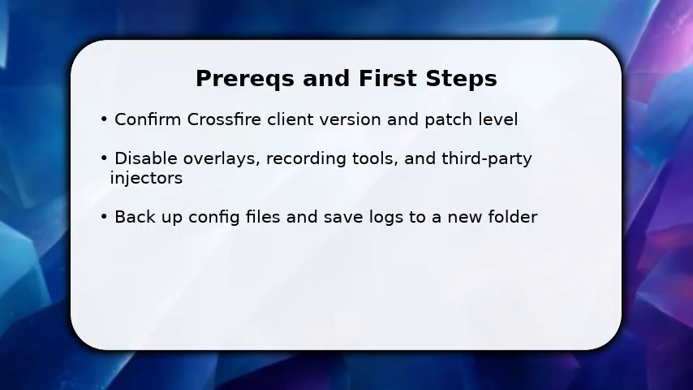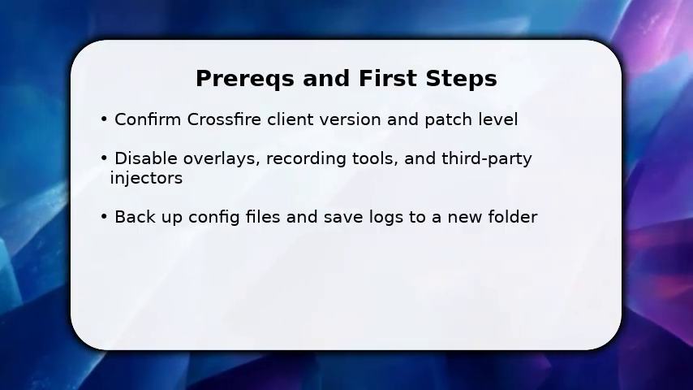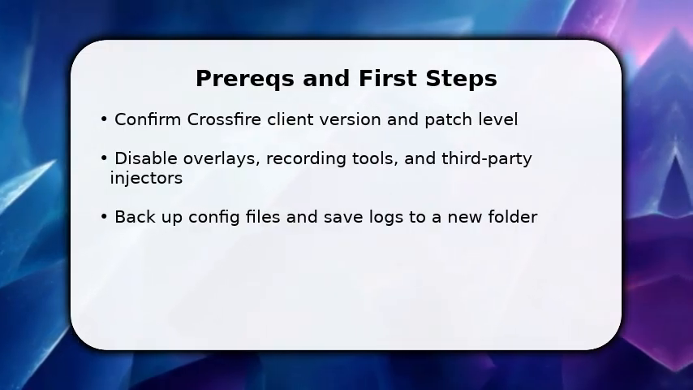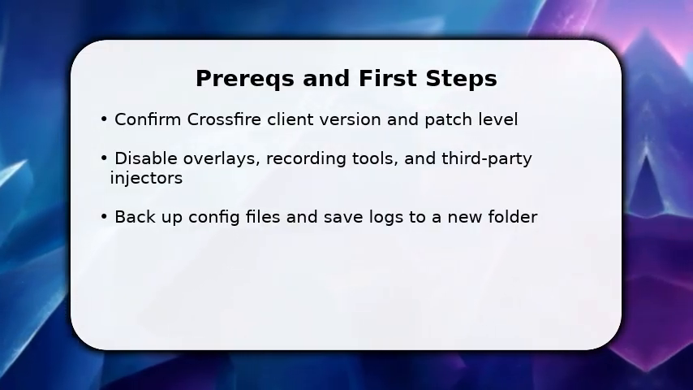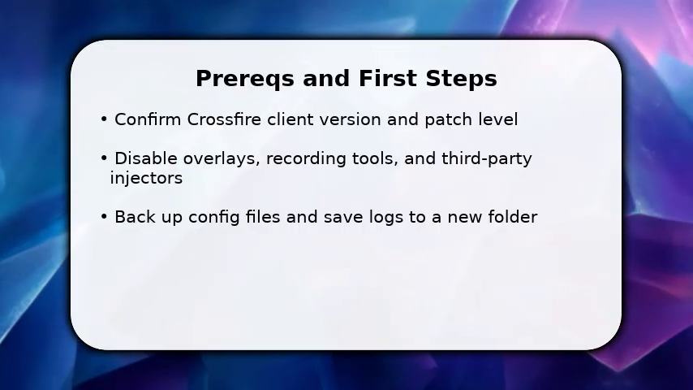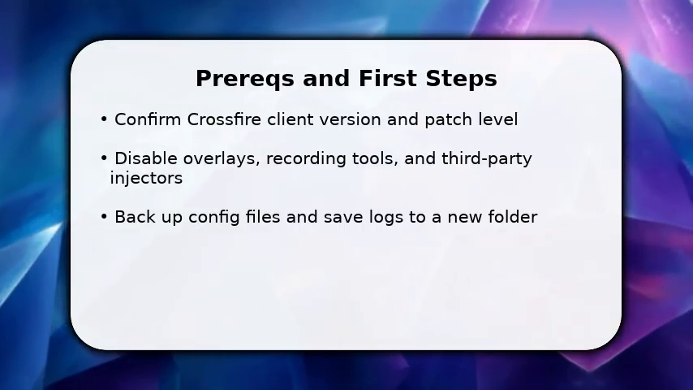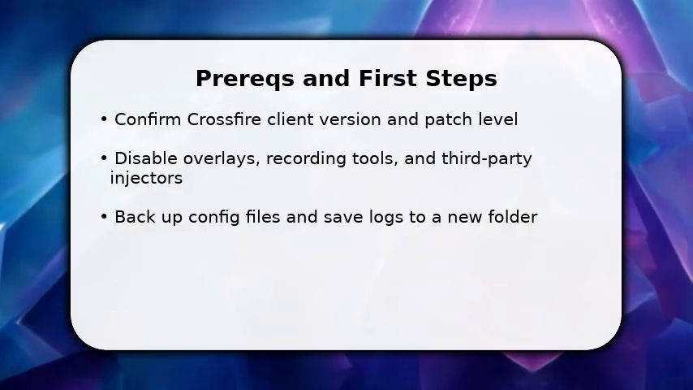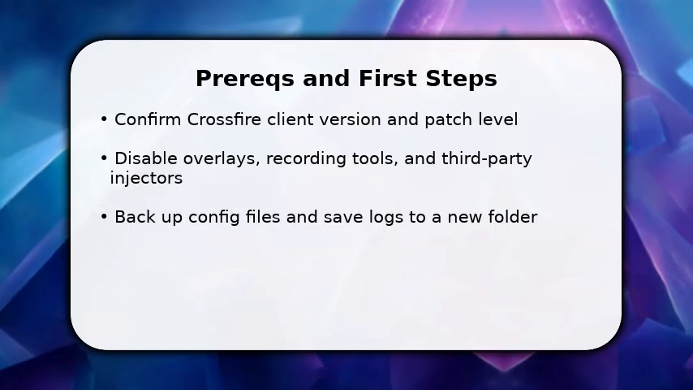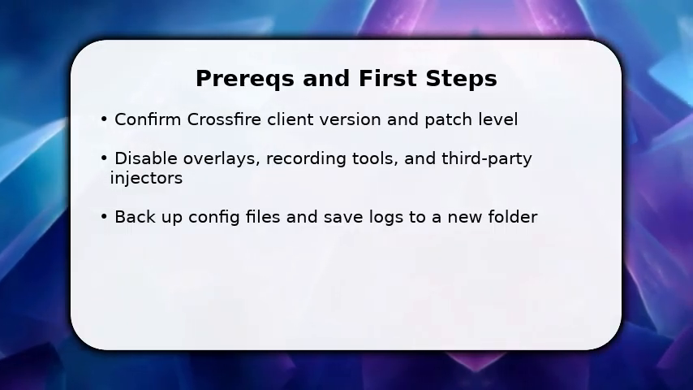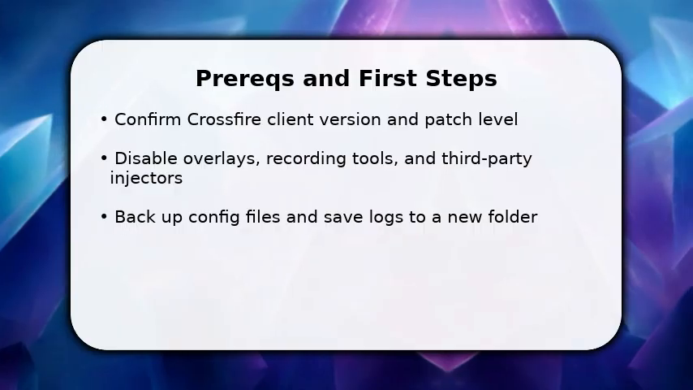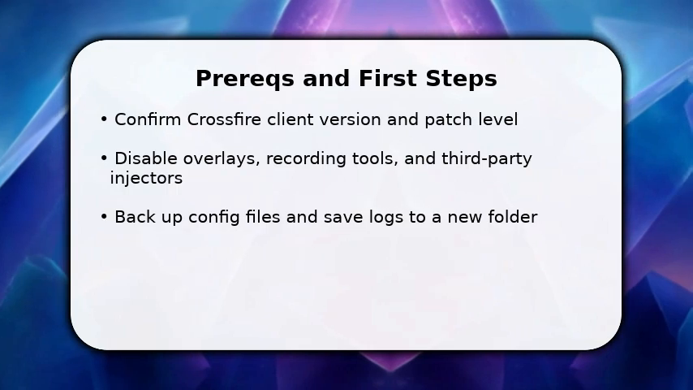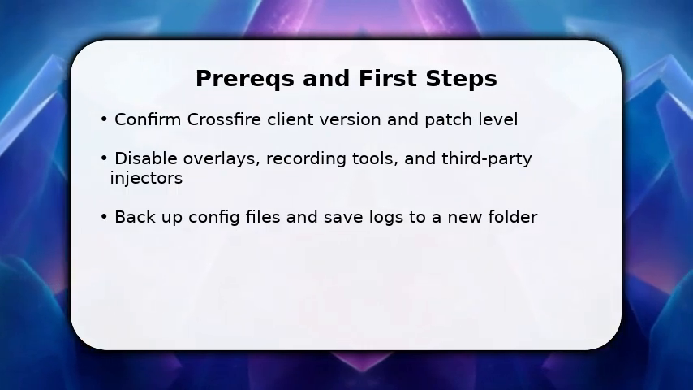You start by verifying game version and ensuring you meet the basic prerequisites. This prevents false disallowed flags. Once verified, quit Crossfire and remove active overlays like Discord, OBS, or MSI Afterburner because they can be detected as disallowed. Make sure to back up your config and recent logs to a separate folder so you can restore settings if needed. Doing this first saves time later and gives you evidence to show support if the problem persists.